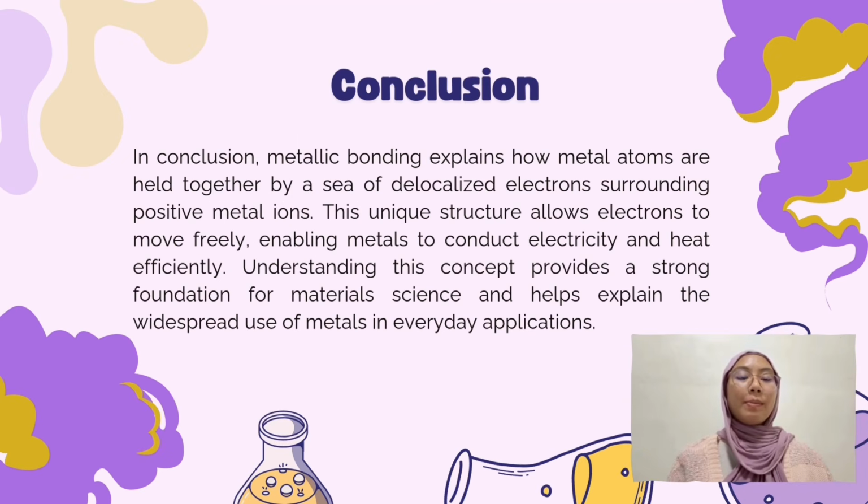In conclusion, metallic bonding explains how metal atoms are held together by a sea of delocalized electrons surrounding positive metal ions. This unique structure allows electrons to move freely, enabling metals to conduct electricity and heat efficiently. Understanding this concept provides a strong foundation for material science and helps explain the widespread use of metals in everyday applications.